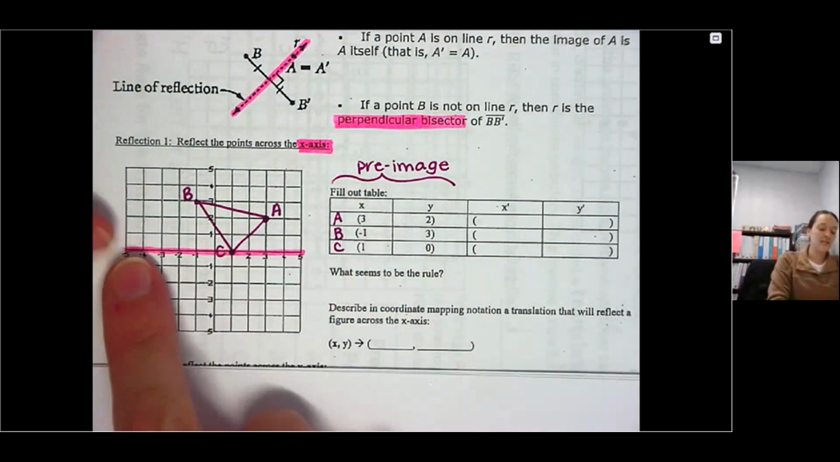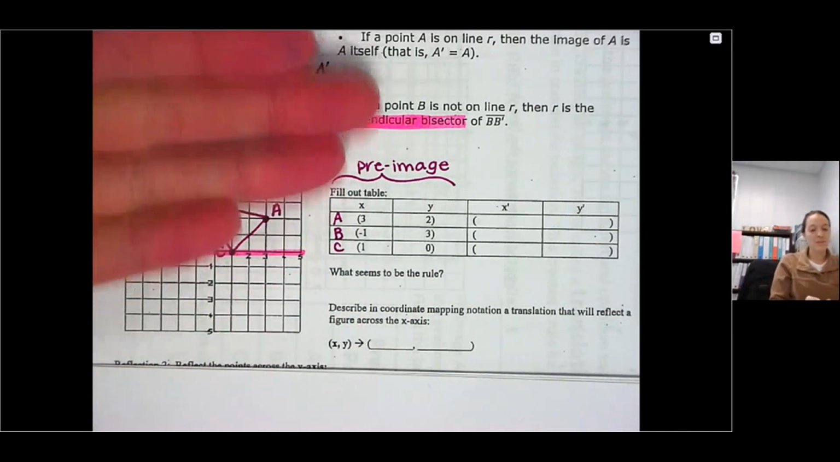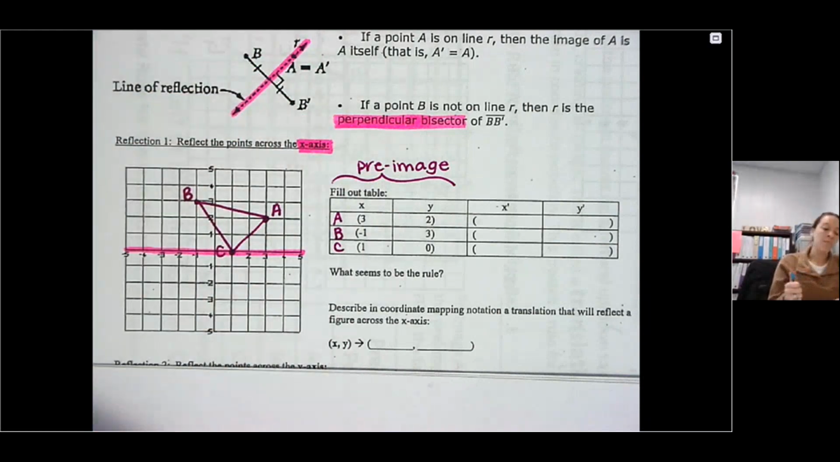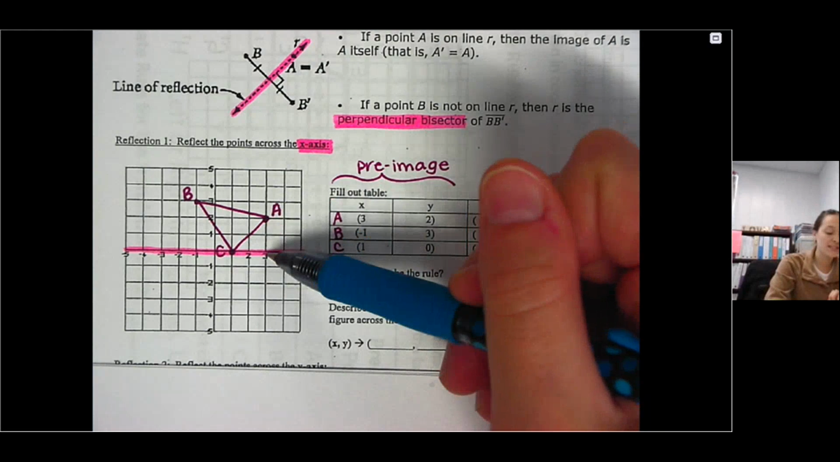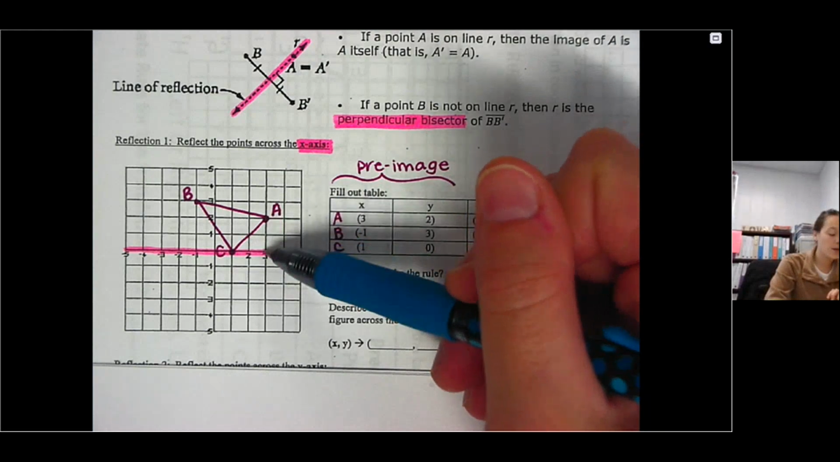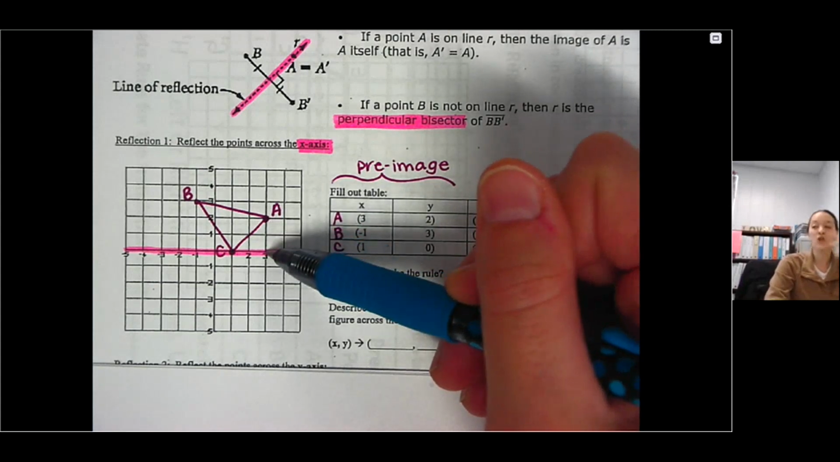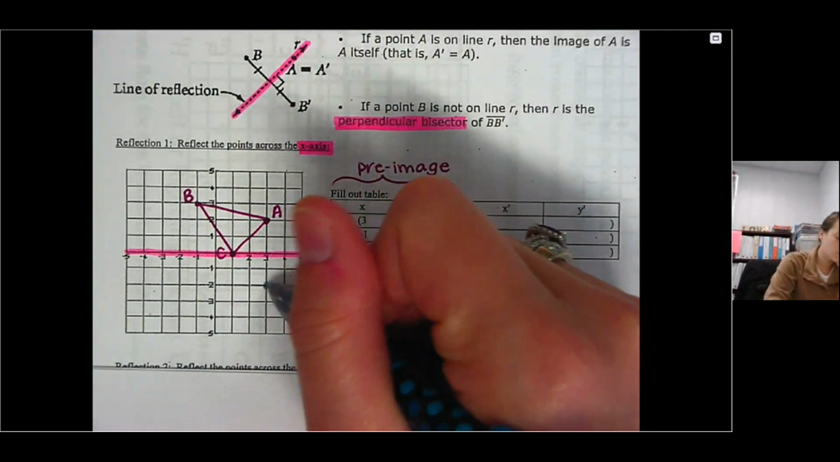Essentially, you can think about it like if I were to fold my paper right here on this pink line, everything that's above the pink line would come below, and vice versa, if I were to flip it. The distance between each of these points and the line of reflection should stay the same. So point A is 2 above my line of reflection. When I flip it, it should go 2 below my line of reflection.